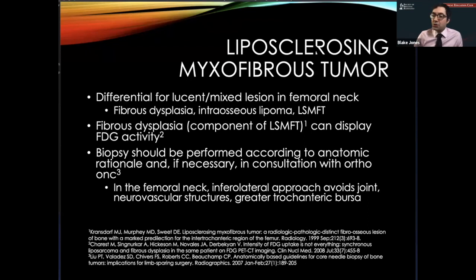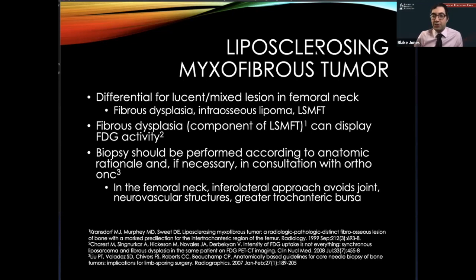Interestingly, I tried to put my needle in the part of this lesion that displayed FDG activity, which so happened to be the ground glassy looking component, if you noticed that on the CT, which is kind of a buzzword for fibrous dysplasia. So I suspect that's why the path came back as it was, although if you take a look at the article or Google liposclerosing myxofibrous tumor, that radiograph is basically what it looks like.